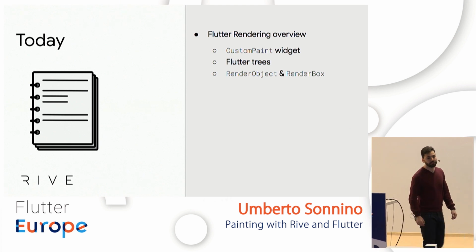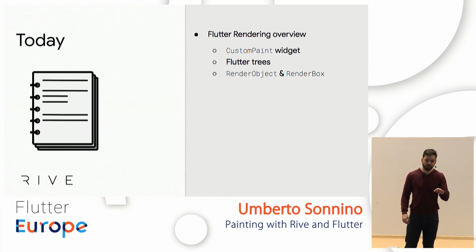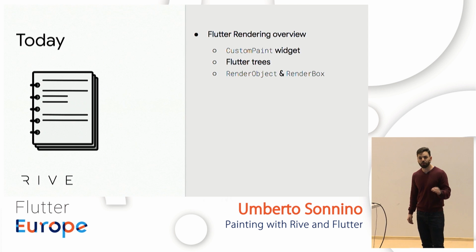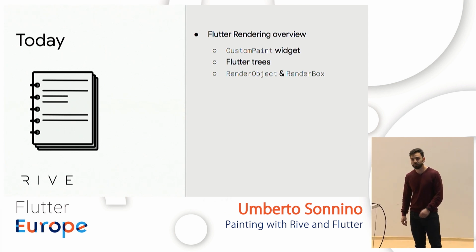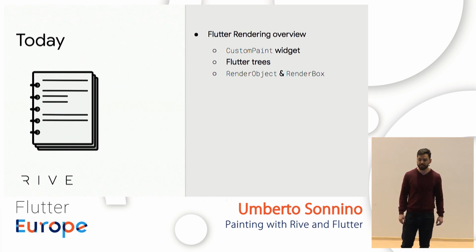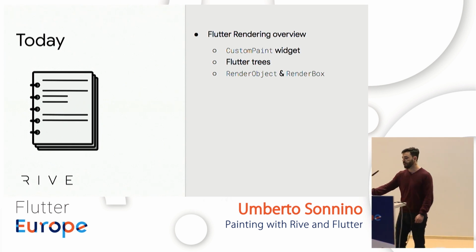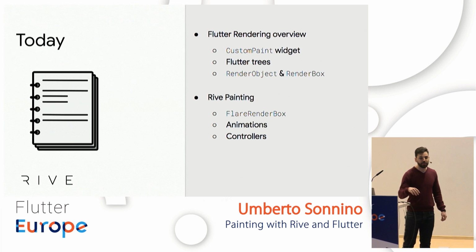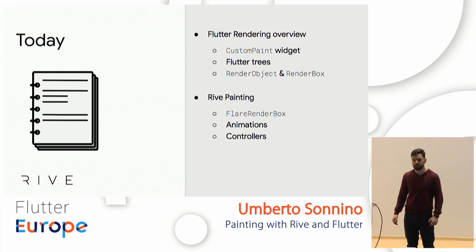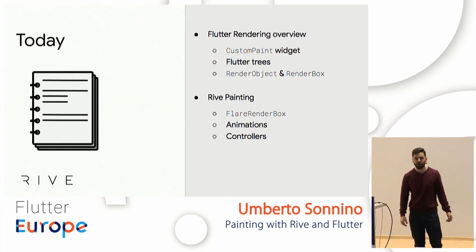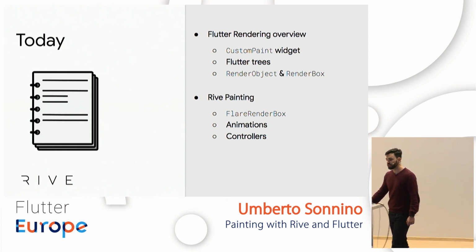Today we're going to take an overview of what Flutter does for rendering. So we're going to be looking at CustomPaint, the Flutter trees, how Flutter trees are used to be efficient, render objects, and the RenderBox. Later, I want to take you through a number of things that we use in Rive for painting, our runtime, and especially Flare RenderBox, what are animations and controllers.